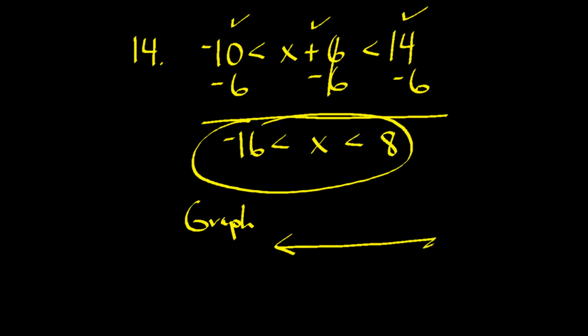If they asked us to graph our solution on a number line, we would have -16 on the left, 8 on the right. We would shade in the middle, and since neither of these have an equals, they would both have an open circle. That's the visual representation of all the values that are in between -16 and 8, which do not include the value -16 or the value 8.